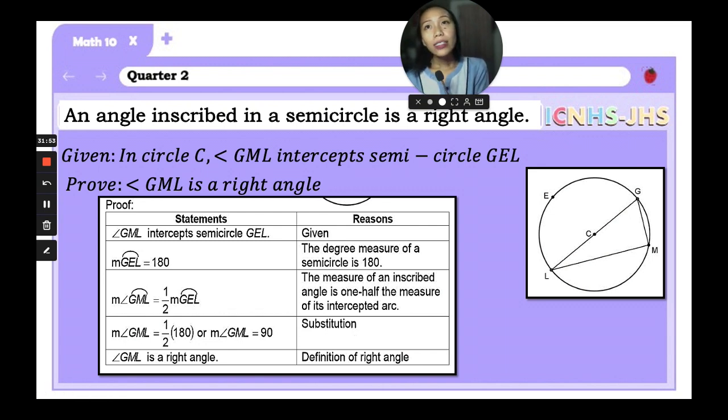So if an angle has a measure of exactly 90 degrees, no more, no less, we can say that that particular angle is a right angle. Why? That is by definition. So by definition of right angle, we have proven that angle GML is a right angle. Therefore, in general, an angle inscribed in a semicircle is a right angle.